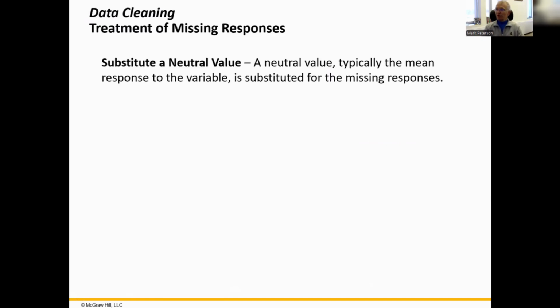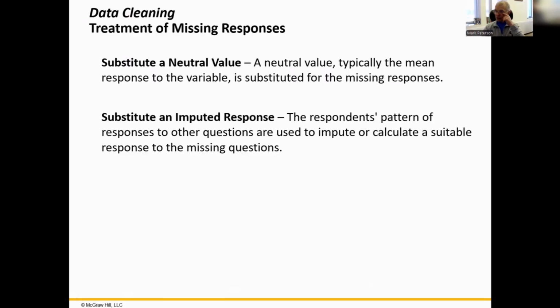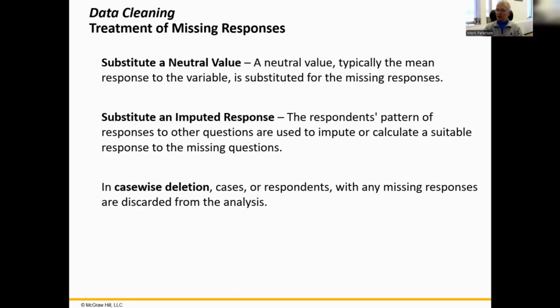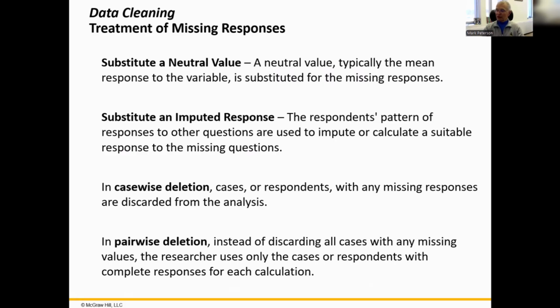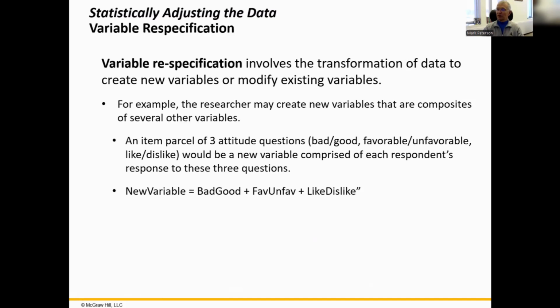You can substitute a neutral value. It's typically the mean value for the variable. You can do an imputed response. This gets more complex, where you have to come up with some calculation for what's the likely response for somebody who's missing there. And then there's casewise deletion. You can delete respondents, or you can do a pairwise deletion in your analysis. So you would keep all the cases with any missing values, but you wouldn't include them on analyses that had that variable in the analysis that it was required.